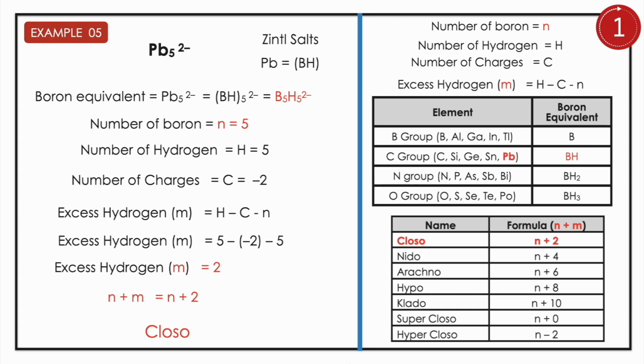First step will be finding the boron. There are 5 borons. N equals 5. Hydrogens are 5. So H equals 5. Charge is minus 2. So C is minus 2. Then we will find the excess of hydrogen, that is H minus C minus N. If you substitute the values, 5 minus of minus 2 minus 5, it becomes M equals 2. M equals 2 means it is N plus 2 system. N plus 2 system is Closo structure. So according to Wade's rule, the Zintl salt Pb5 2- has Closo structure.